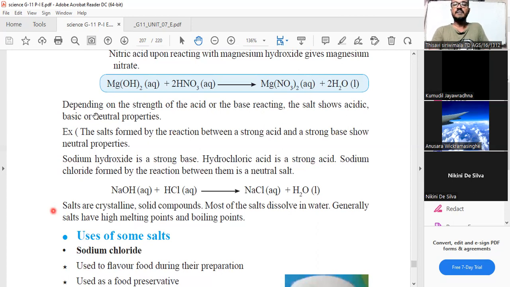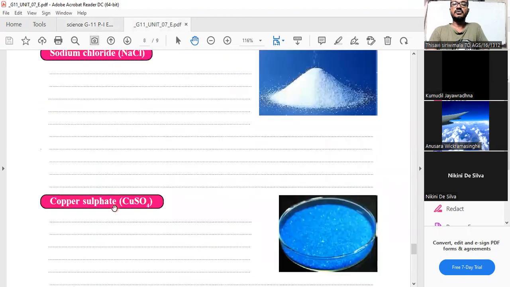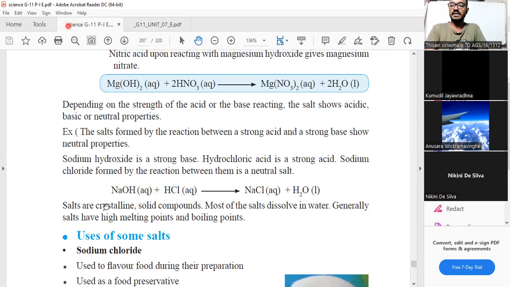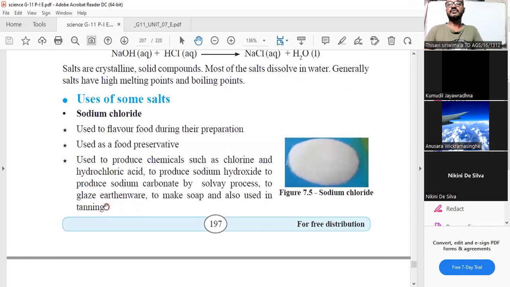Right. Then comes uses of some salts. Salts වල තියෙන ප්‍රයෝජන. Salts වර්ග කීපයක uses. So here we take two salts, sodium chloride and copper sulfate. Now, first of all, let's look at sodium chloride, which is very familiar to us, and we use it daily. So sodium chloride is used to flavor food during preparation. Think of a meal, a food item prepared without putting salt. Most of the time, it is not very pleasing to take food without salt.